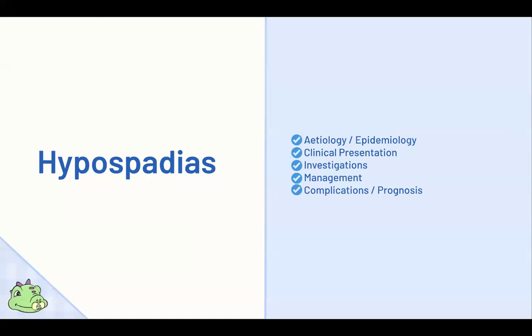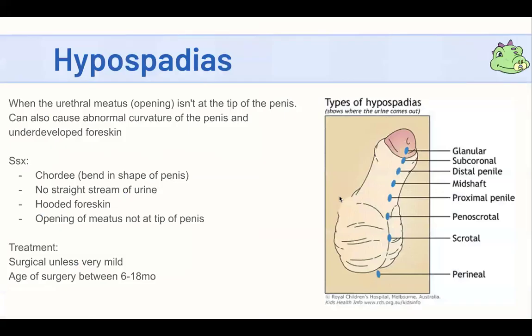And then finally, we have hypospadias. So what that is, is when the urethral meatus is not at the tip of the penis, and that can cause abnormal curvature of the penis and underdeveloped foreskin. And on the right there, there's, I guess, different types of hypospadias, and that shows where the urine can come out from. In terms of signs and symptoms, something called a chordee, which is basically just a bend in the shape of the penis.